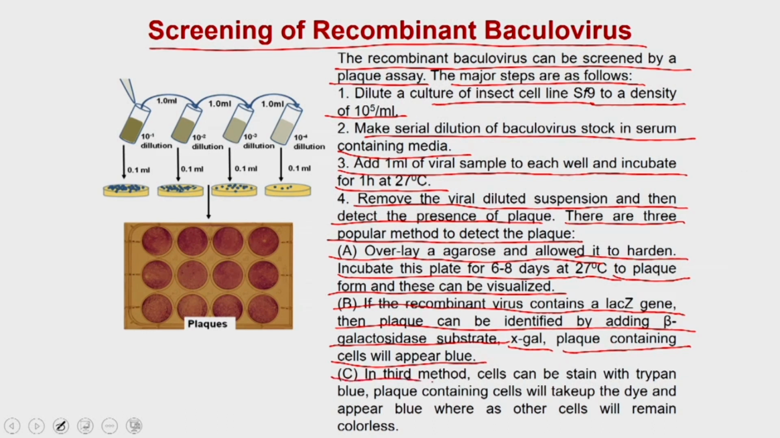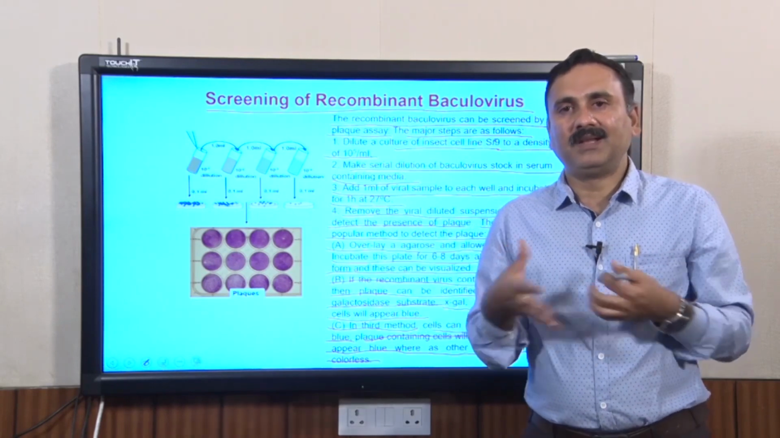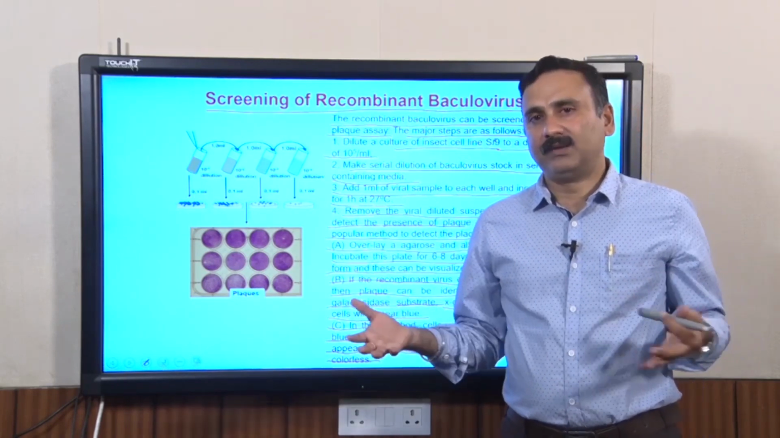In the third method, cells can be stained with trypan blue, and plaque containing cells will take up the dye and appear blue, whereas the other cells will remain colorless. So, plaque is nothing but the holes within the cell layer. So, once you add the trypan blue, the trypan blue will directly go into these cells and it will give you the blue color.